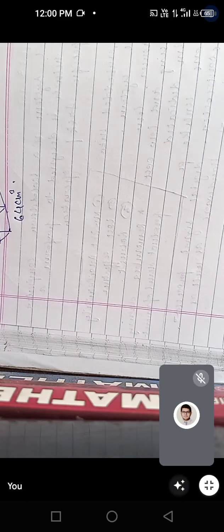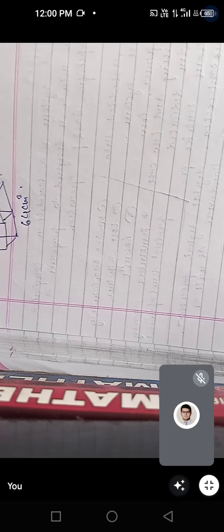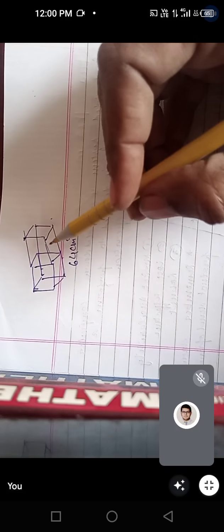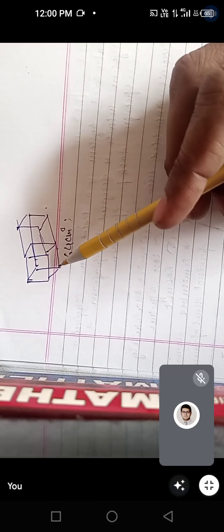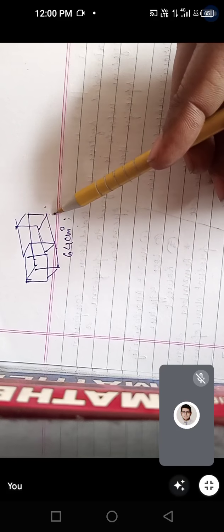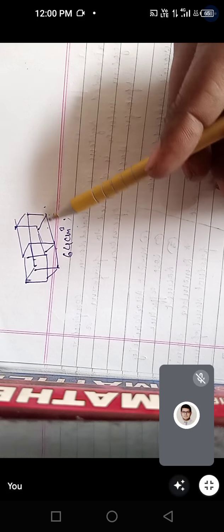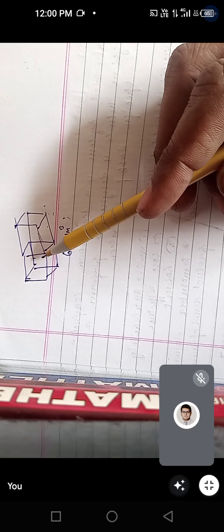So you get a cuboid. This is one cube, 64 cm³ volume. This is another one. When both of them are joined together, they form a cuboid. The question is: what is the total surface area of this cuboid?